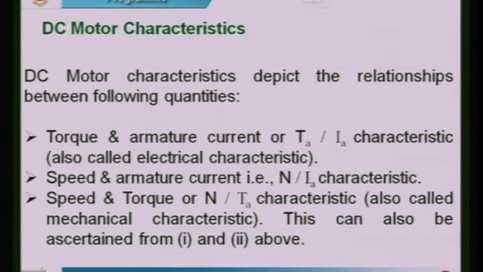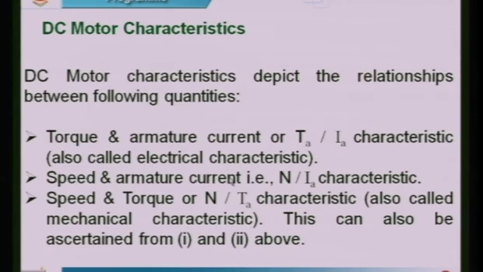Hello students, we have discussed the constructional details of DC machines and the working principle as generator and motor. Today we will see how exactly the DC motor characteristics are classified. They are classified mainly into electrical characteristics and mechanical characteristics.